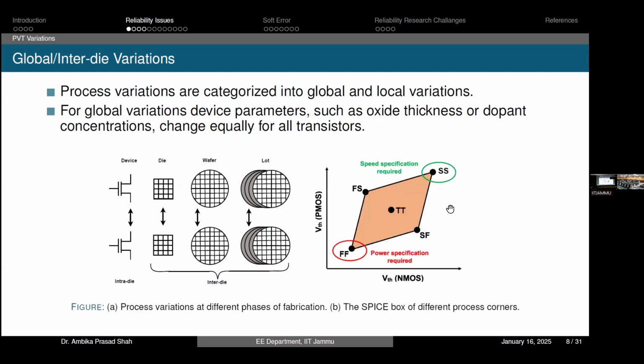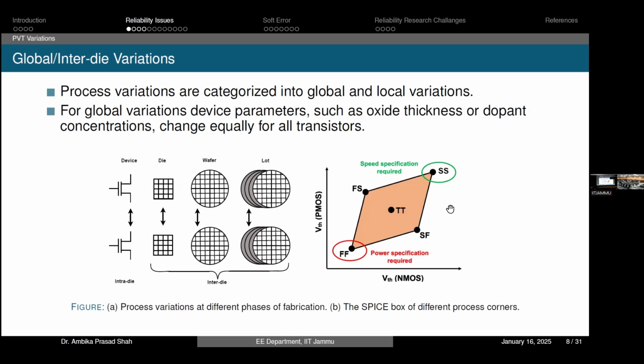Other than these things, I think everyone knows the different process corners. They are especially important. The major parameters for any circuit are the power and the delay, and all these process corners give you certain information.